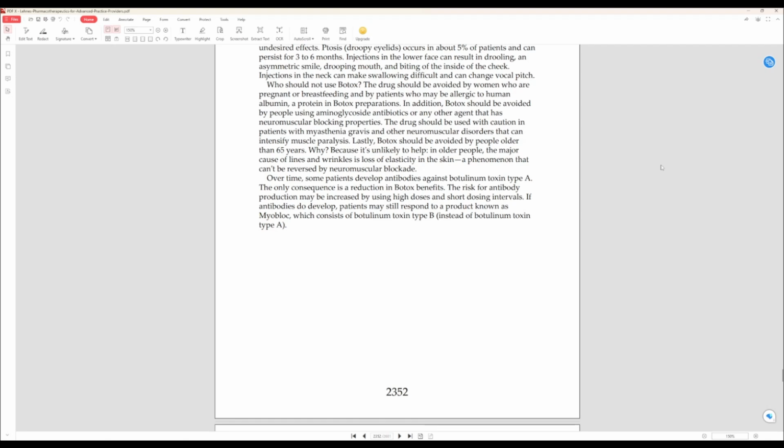Over time, some patients may develop antibodies against botulinum toxin type A. The only consequence is a reduction in Botox benefits. The risk for antibody production may be increased by using high doses and short dosing intervals. If antibodies do develop, patients may still respond to the product known as Myobloc, which consists of the botulinum toxin type B.